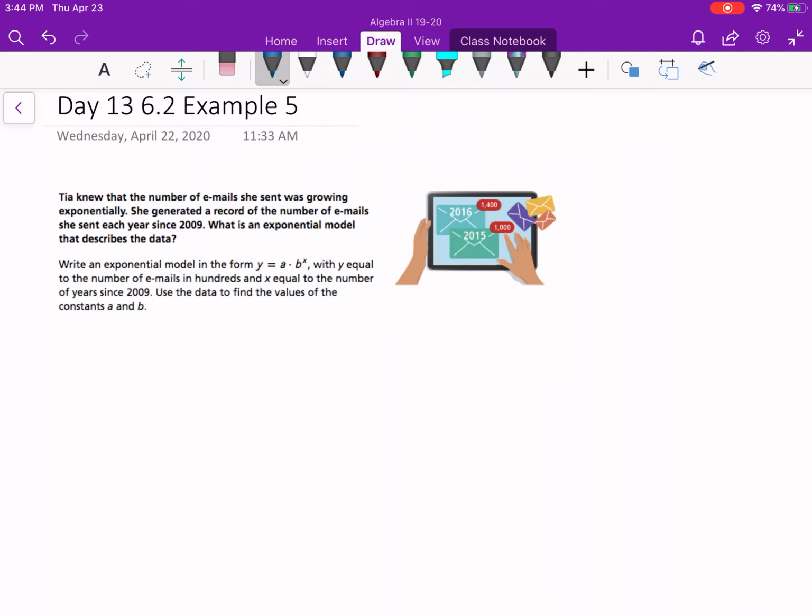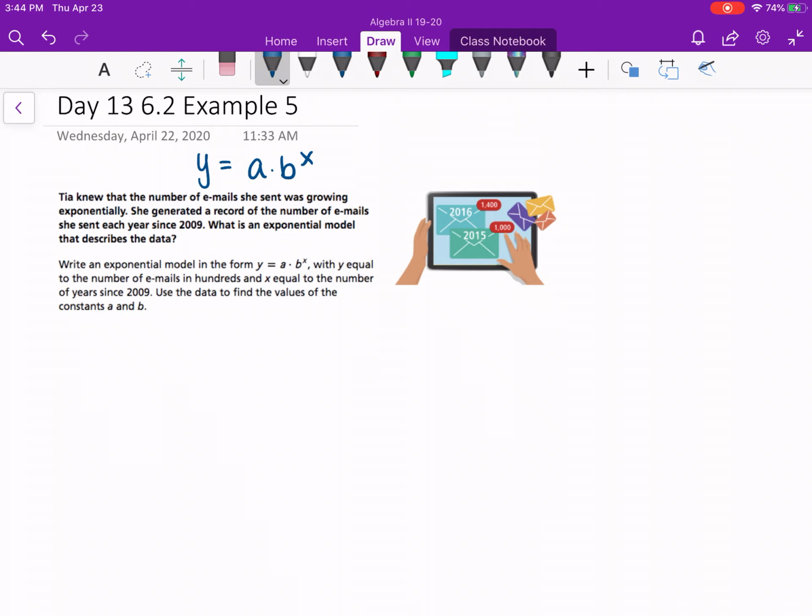This is example 5 in exponential growth. So we're going to take it back to our original exponential growth model. I'm just going to read the question and then we'll go from there. It says, Tia knew that the number of emails she sent was growing exponentially. She generated a record of the number of emails she sent each year since 2009. What is an exponential model that describes the data? Write it in the form y equals a times b to the x, which is great. We know that one. Y equals the emails in hundreds, and x is equal to the number of years since 2009. Use the data to find the values for constants a and b.